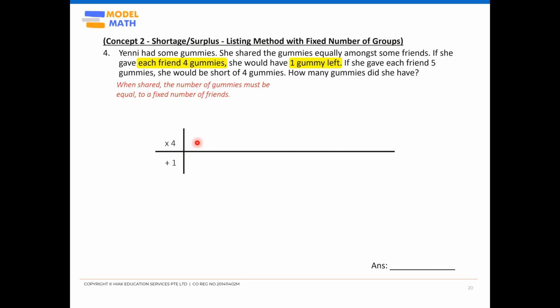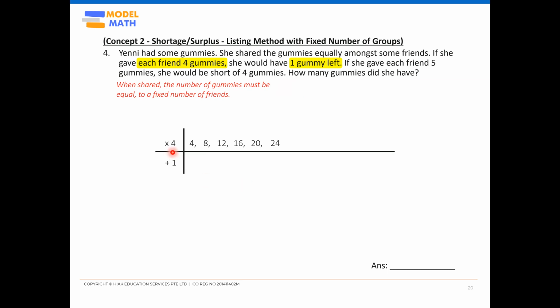Okay, so let's list down multiples of 4 first. There's no condition here. They didn't say the number of gummies is from what to what number, right? So we can just start off with 4 then. So 4, 8, 12. How do you know when it finishes? It's okay, just list down maybe a few first. I'll just list down until maybe 24.